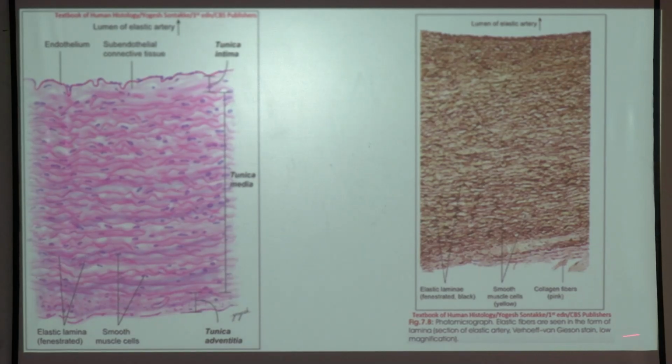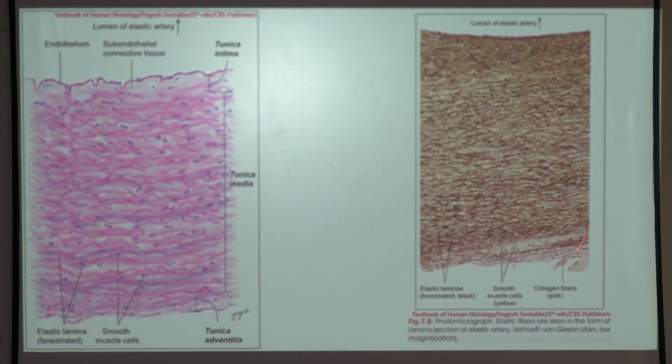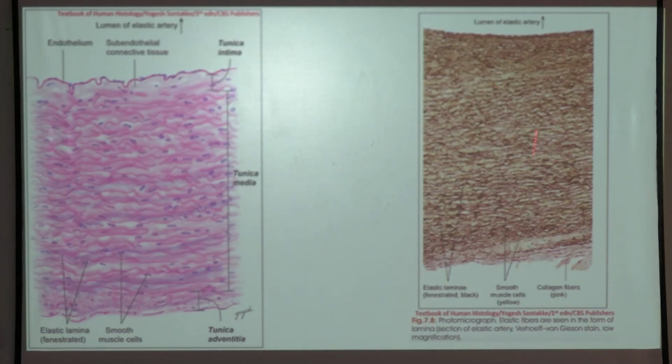This is the wall of the large artery. Verhoeff's or Van Gieson stain has been used here to show the elastic fibers. In this staining, elastic fibers are stained black, fenestrated and black. The black lines are representing the elastic fibers. Here is the tunica intima, here is the tunica adventitia, and the middle thick portion is the tunica media, where you are getting these elastic fibers. Okay.